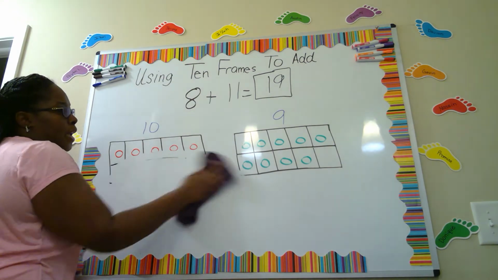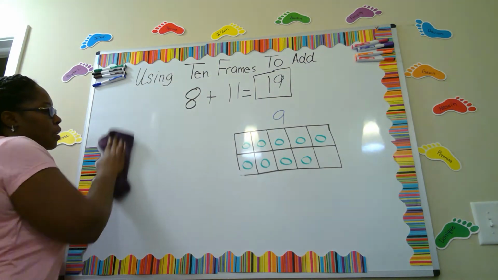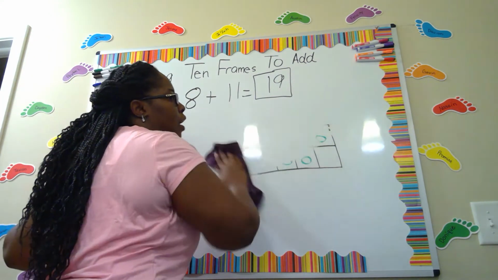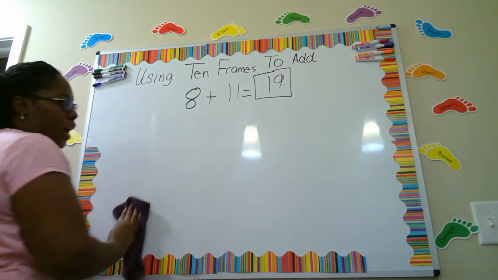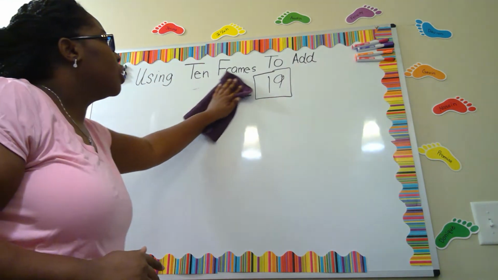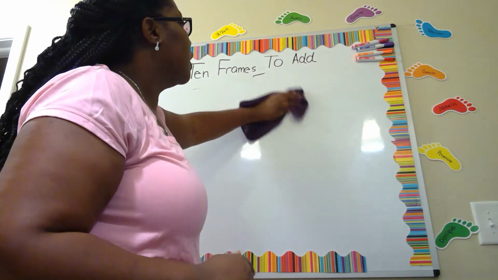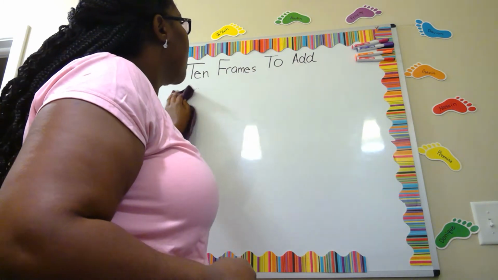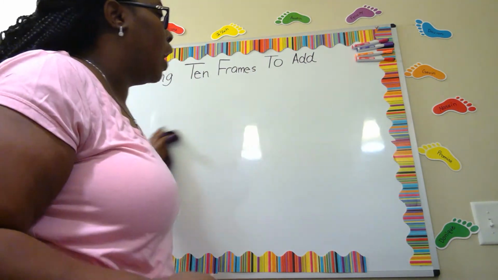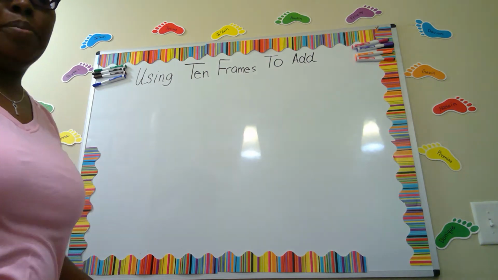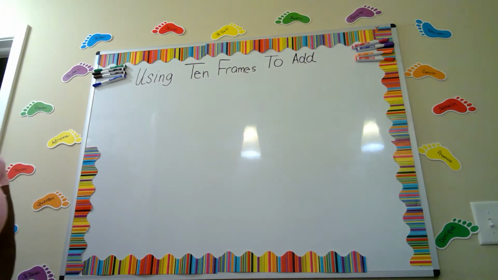So let's go ahead, and I'm going to erase the whole thing. And this is where you're going to help out. This is where you're going to try, okay? So you're going to need your paper, pencil, and crayons. But at this moment, we're going to use a pencil to draw out our 10 frames, just in case we make a mistake, okay?